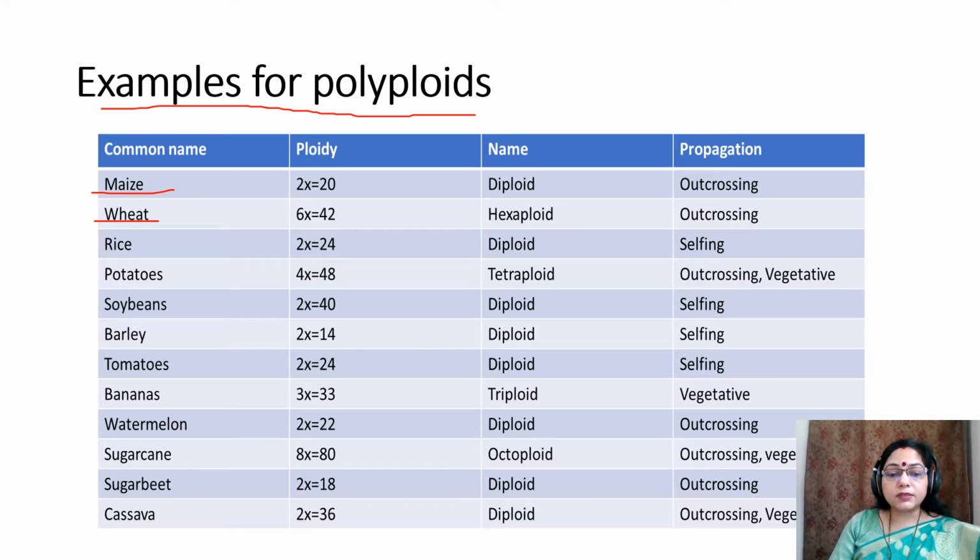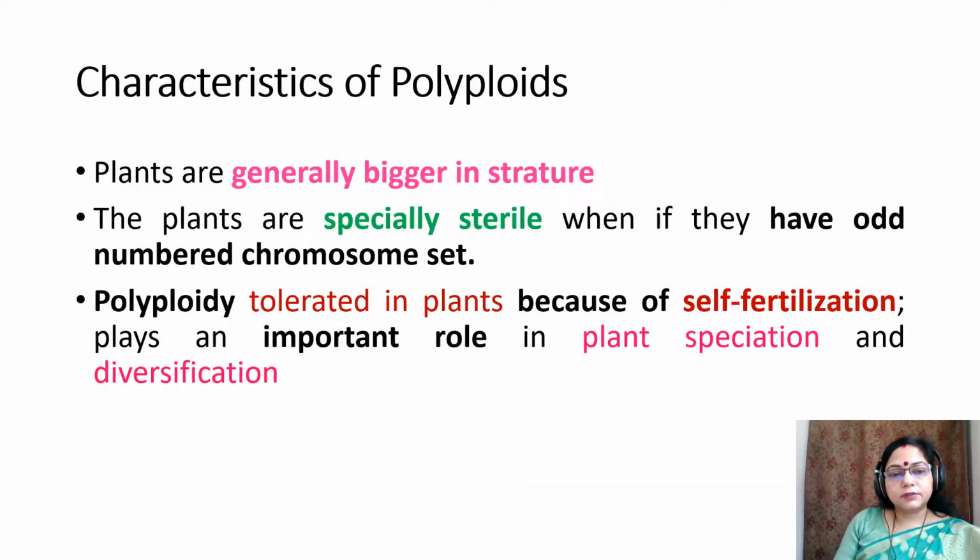Watermelon is 2x equals 22. It is diploid and it is propagated by outcrossing. Sugarcane is 8x equals 80. It is octaploid and it is grown by outcrossing and vegetative propagation. Sugar beet is 2x equals 18. It is diploid and it is grown by outcrossing. Cassava is 2x equals 36. It is diploid and it is propagated by outcrossing or vegetatively.